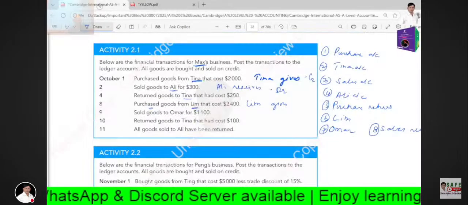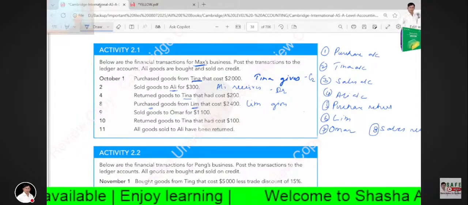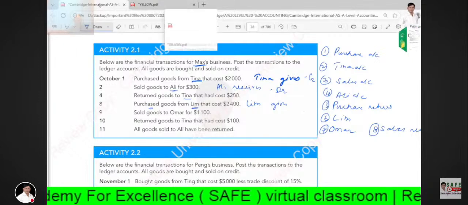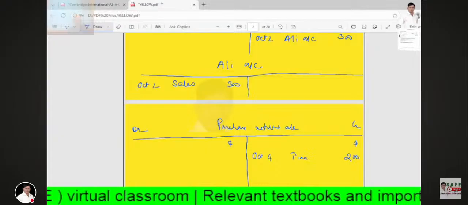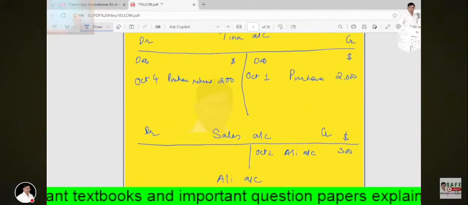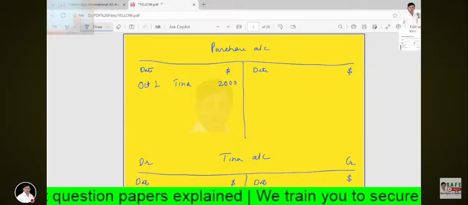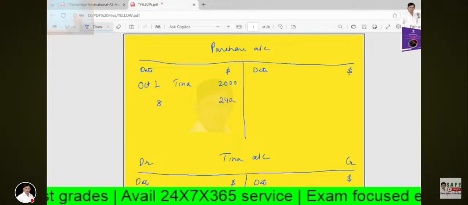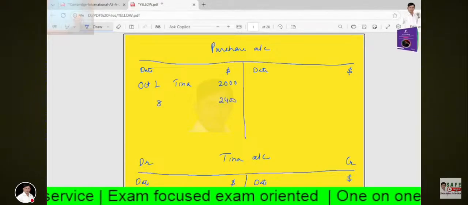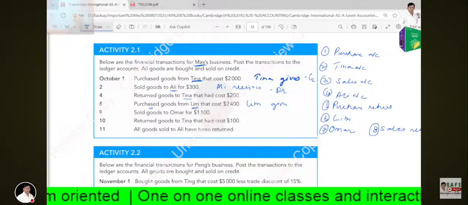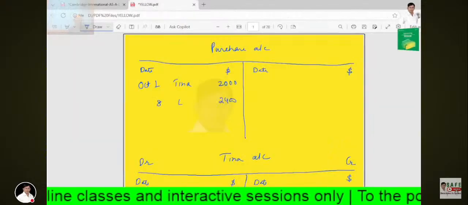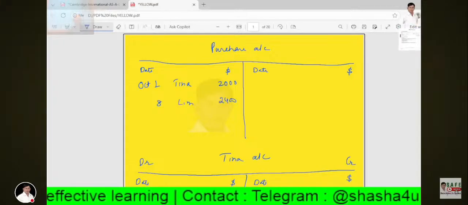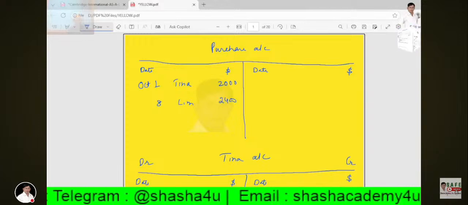What date? The date is very important. 8th. From whom? From Lim, isn't it? Yes, Lim. So you have to write Lim. So the purchase account is debited with a credit to Lim, and the Lim account will be credited.